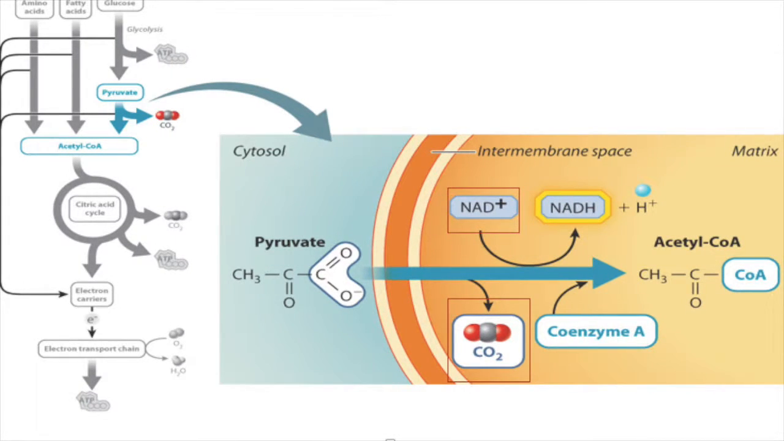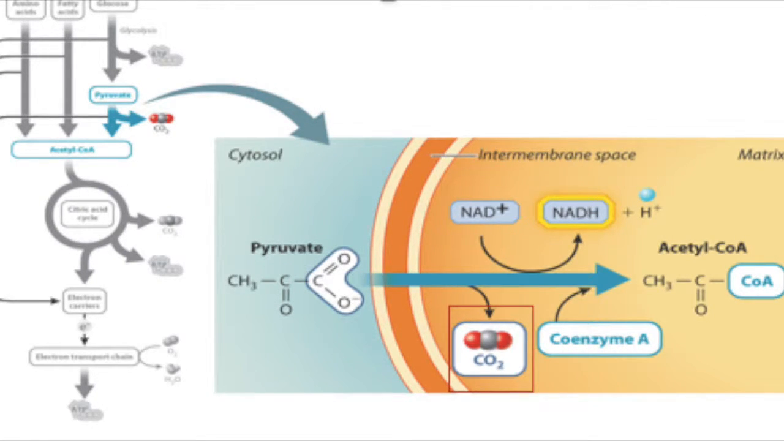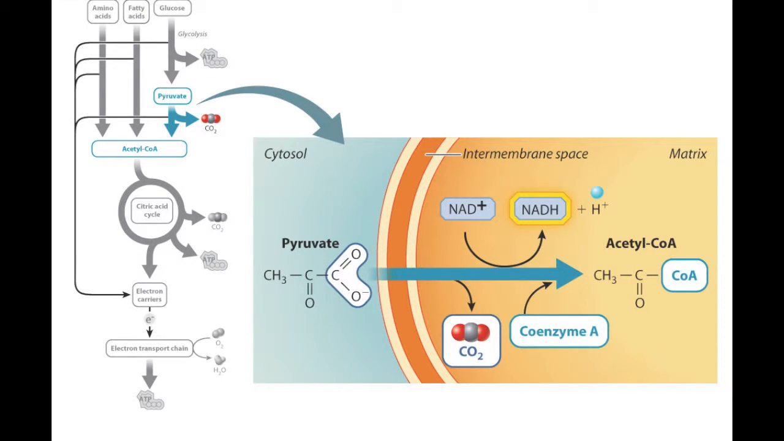The reactions are catalyzed by an enzyme called pyruvate dehydrogenase complex. The synthesis of one molecule of acetyl-CoA from pyruvate results in the formation of carbon dioxide and one molecule of NADH. The third stage of cellular respiration is the citric acid cycle.